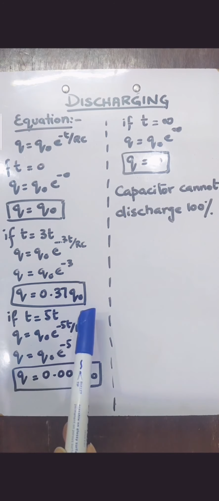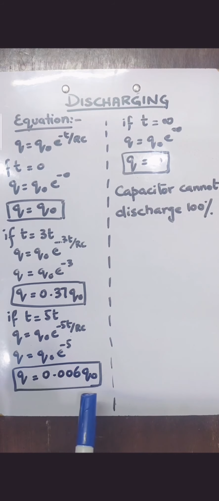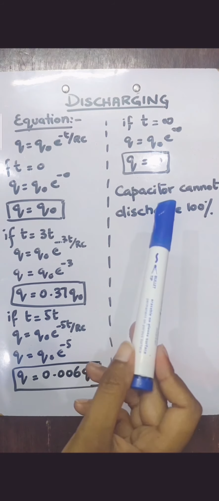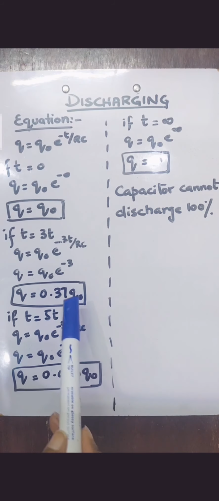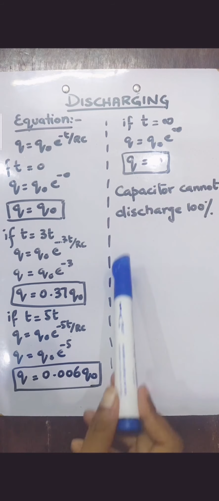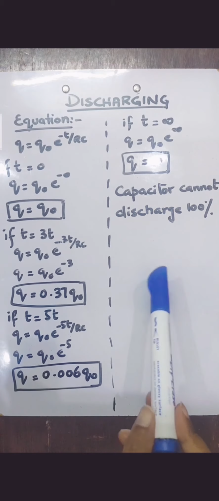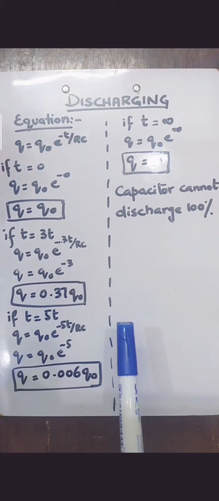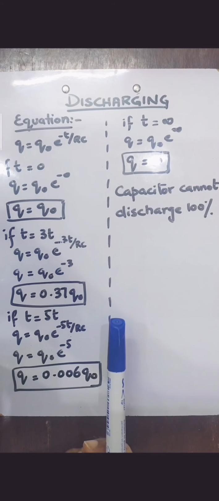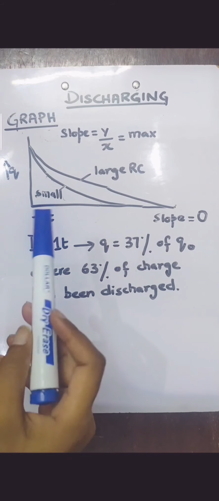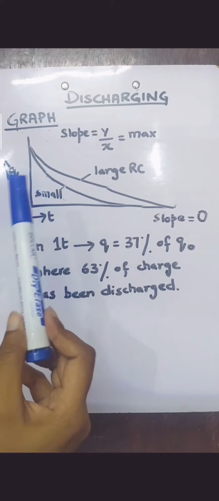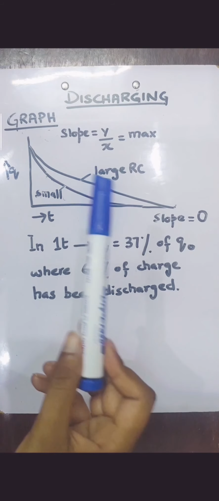Putting the values, you can see that. And if t is equal to 5T, the value of q is basically 0.006 q naught. And if t is equal to infinity, the q will be equal to 0. That means the capacitor cannot be discharged 100%, and definitely it is having a little bit less value before that. So that would be 0.006 q naught. That means when the capacitor is fully discharged, almost 0.006 value of q naught is still there on the plates, and it is not 100% discharged.